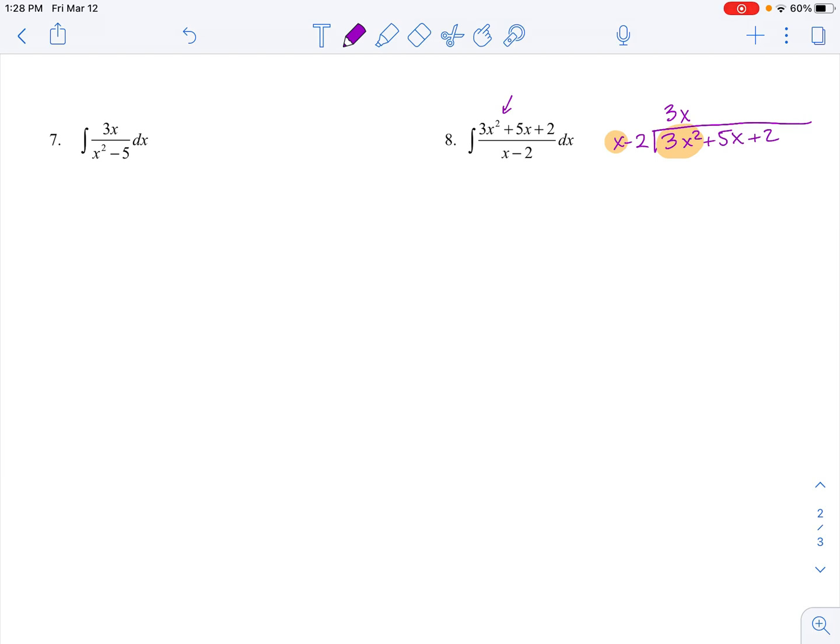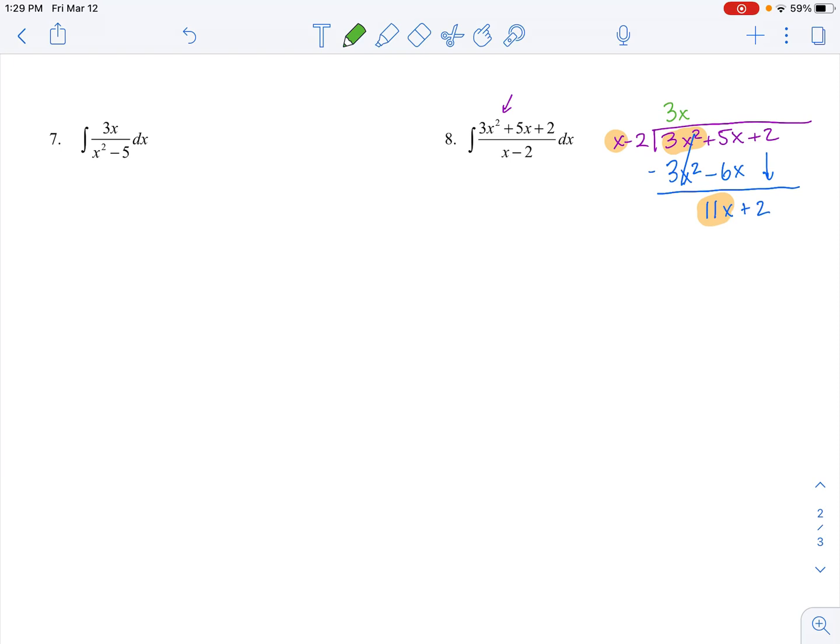And now I'm going to multiply. Actually, let's do that in a different color so it makes sense. 3x. So now I'm going to multiply the green value times the x minus 2 divisor. So I get 3x times x is 3x squared, and then 3x times negative 2 is negative 6x, and I'm aligning that right with its like term in the original. So I'm going to subtract now. So 3x squared minus 3x squared is 0, so those cancel out, and then 5x minus negative 6x gives me 11x here. And then I'm going to carry down the plus 2 and do my next check here.